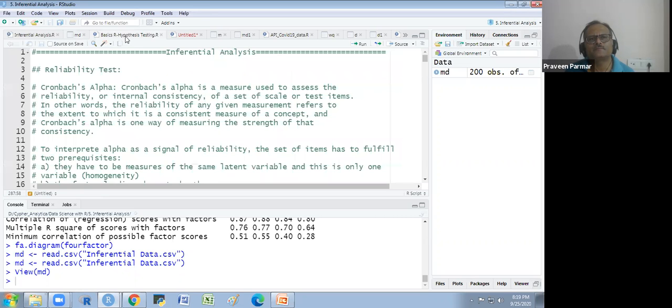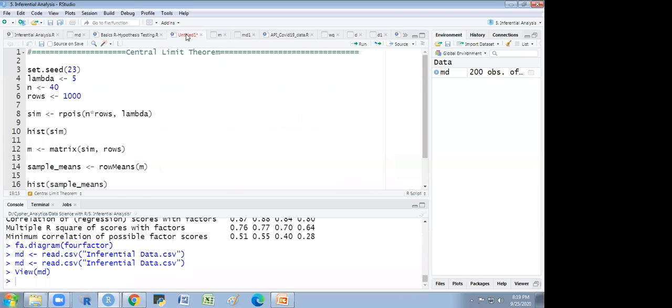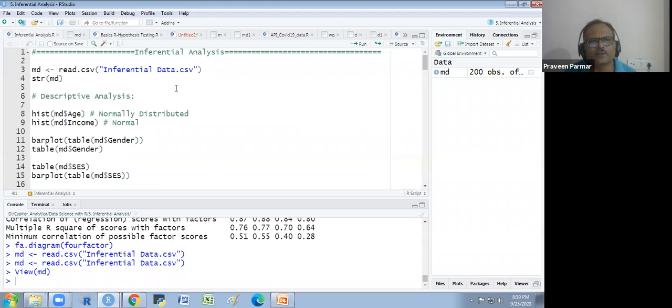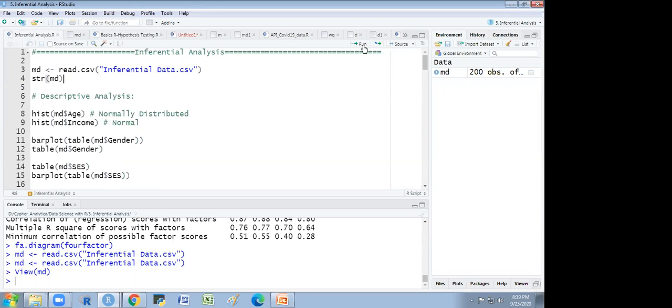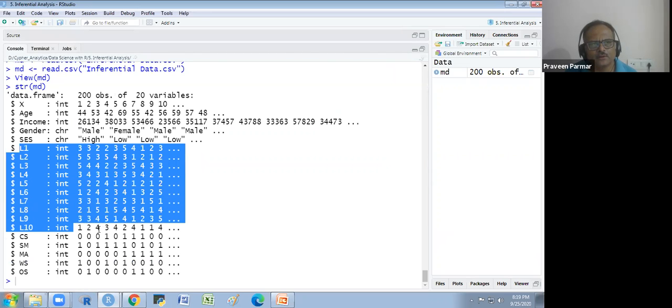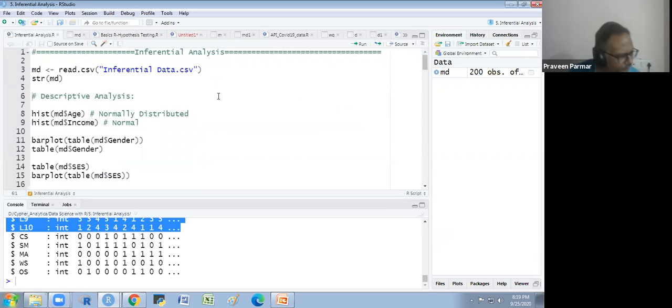Aditya, got it? Yes, sir. I will explain how we get that inference. I will just show you the structure of this. So this is the structure. I require only these 10. These are some other variables with different scales, which I don't need. These are the same scale, so I will find the factors for this Likert type scale.